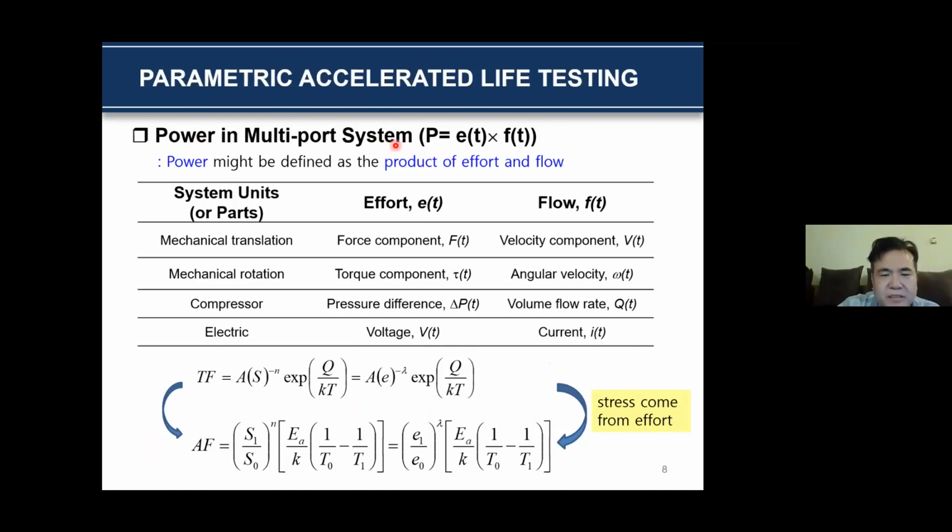Power in a system can be defined as the product of effort and flow. For example, in mechanical translation, effort is a force and flow is a velocity. Most of the stress comes from the effort, and finally we can define the time to failure in terms of the effort. Finally, we can redefine the acceleration factor as the ratio of the effort and the temperature difference.